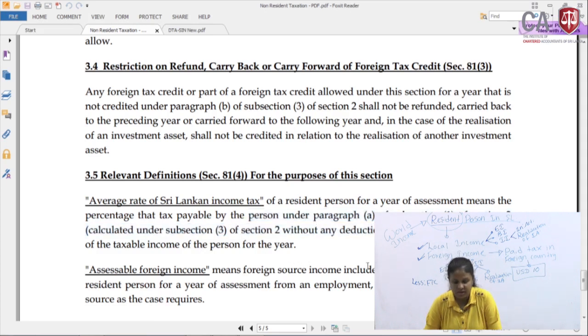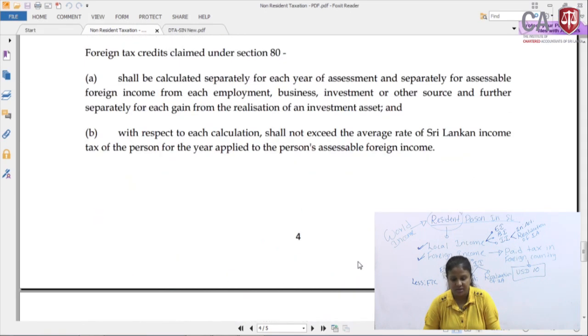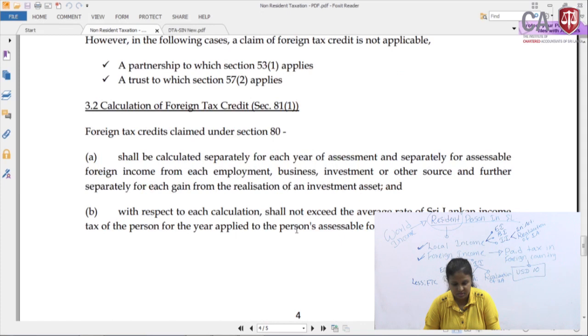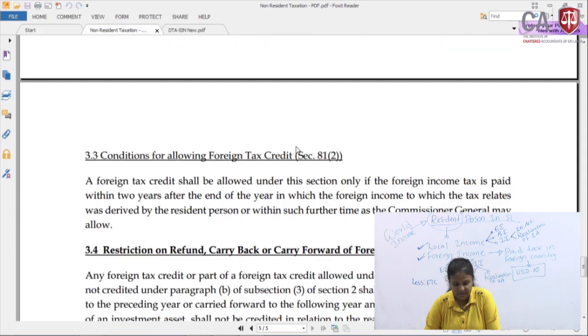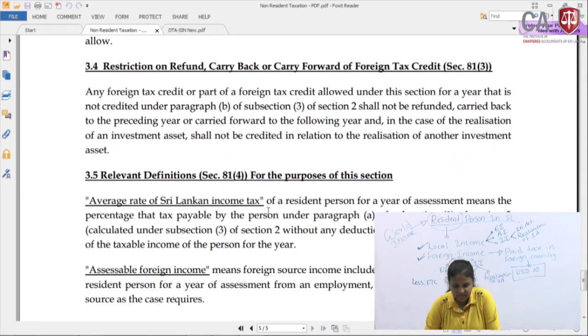It should be the below, it is not below. It is here: it shall not exceed the average rate of Sri Lankan income tax. Then we have looked into what the average rate of Sri Lankan income tax is. For a resident person for a year of assessment, it means the percentage that the tax payable by the person under the charge in this section, without any deduction for the foreign tax credit, is of the taxable income of the person for the year.